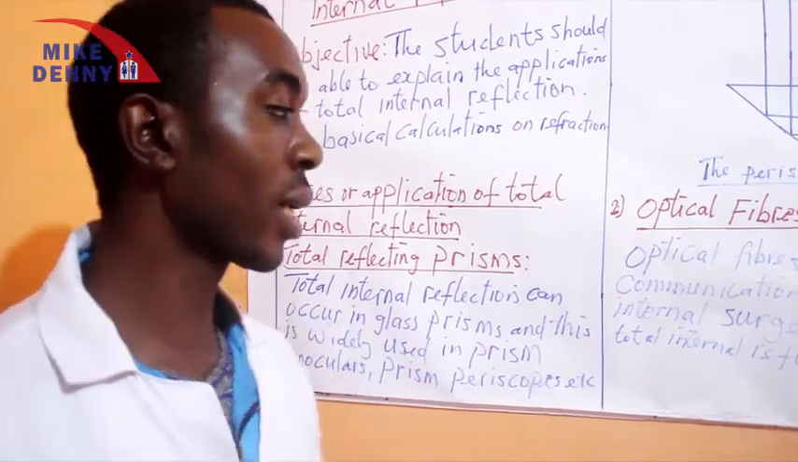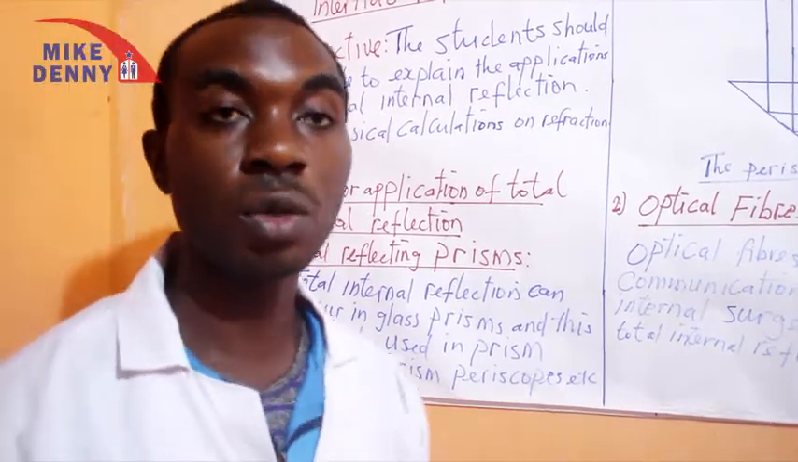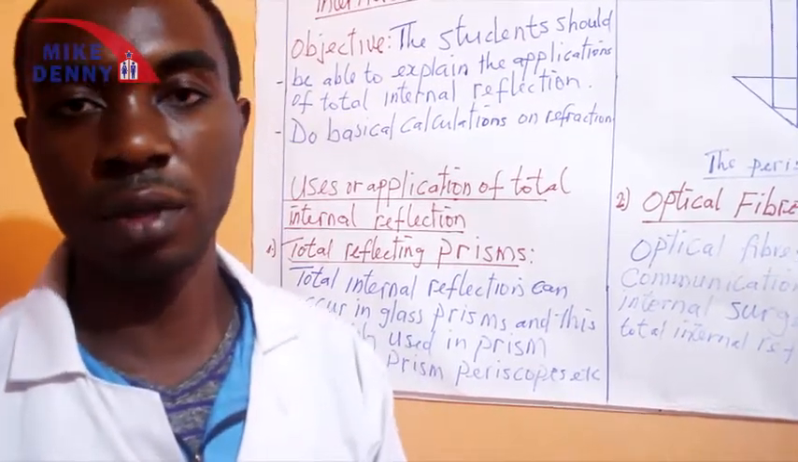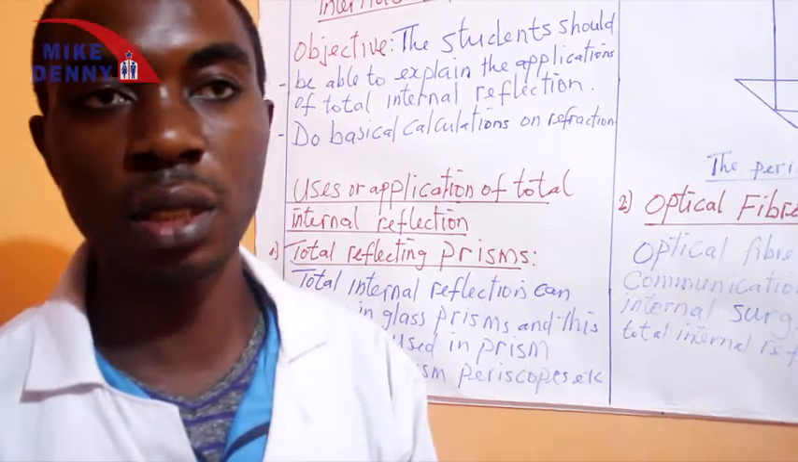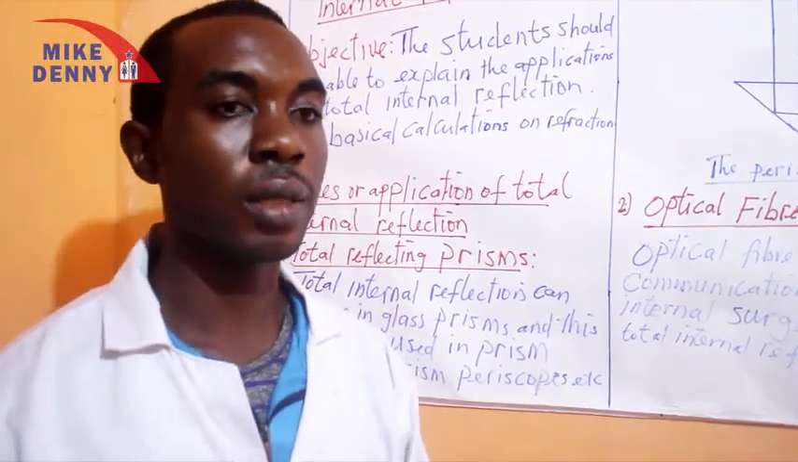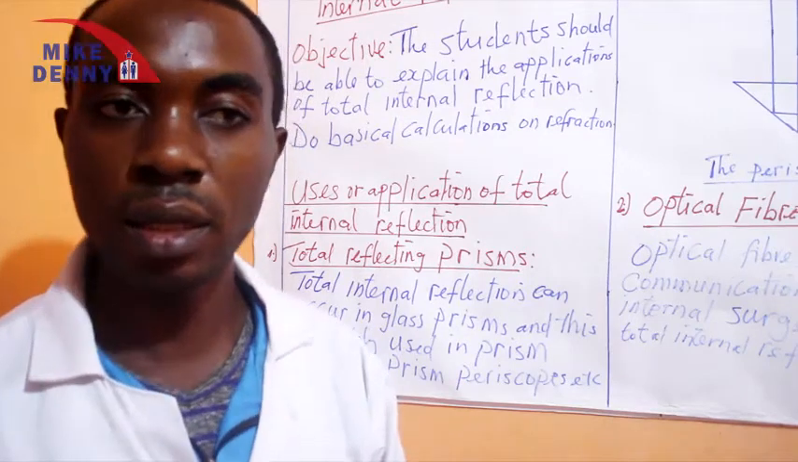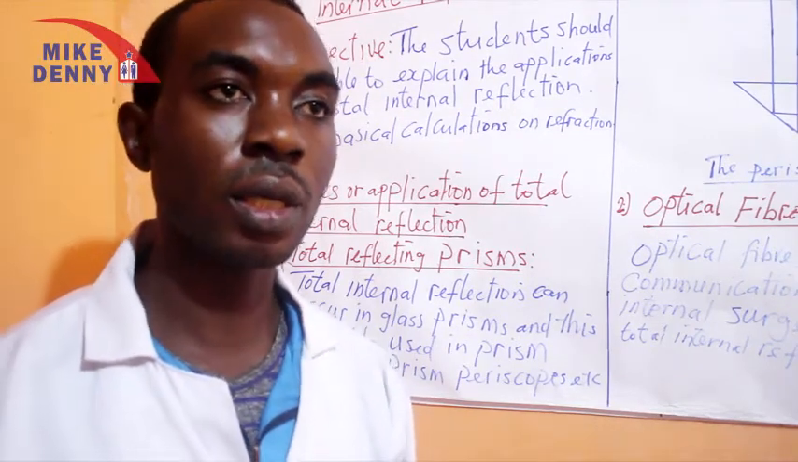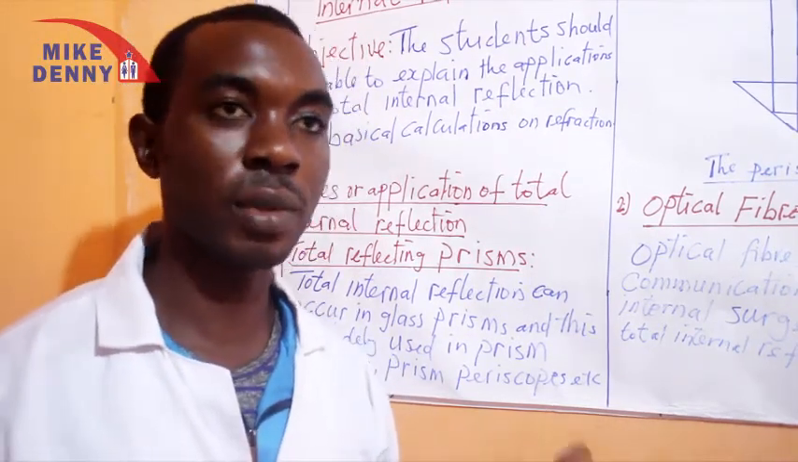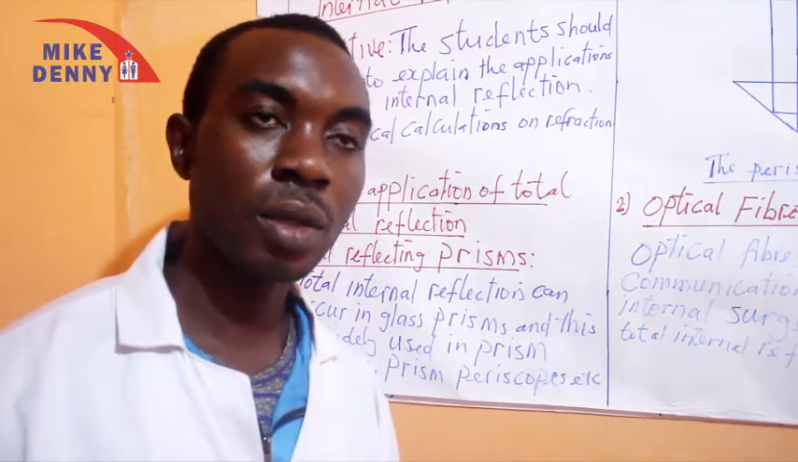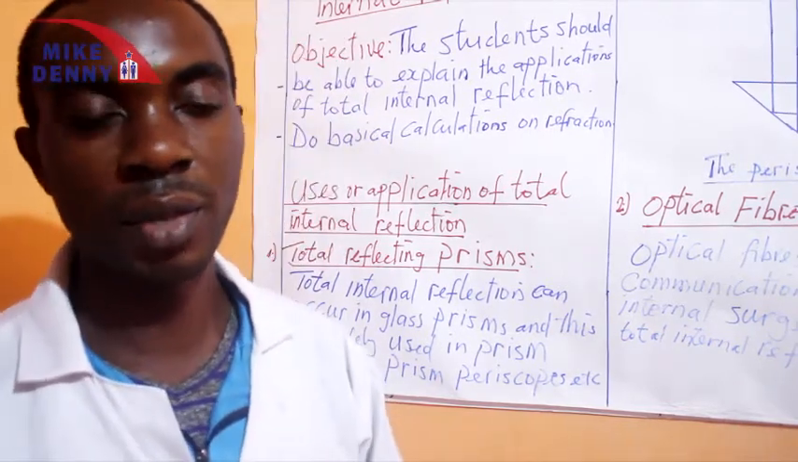For total internal reflection to occur, two conditions must be fulfilled. The first condition is the angle of incidence must be greater than the critical angle. The second condition, the light rays must be traveling from a denser to a less dense medium.